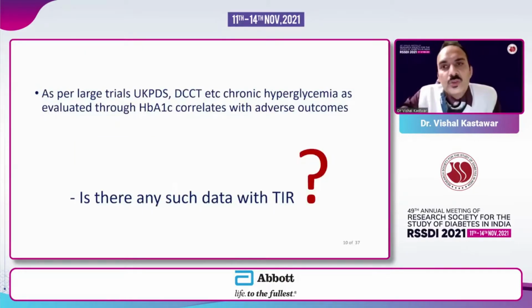Now, we have an understanding, and we know through the classical UKPDS and DCCT data that chronic hyperglycemia, as evaluated through HbA1c, was correlated with adverse outcomes.